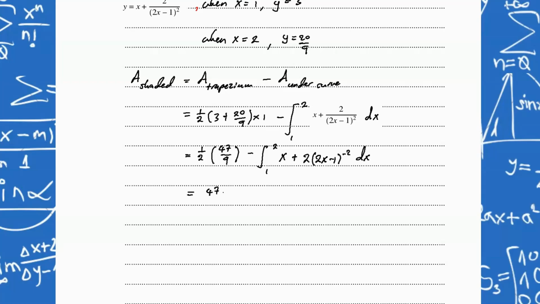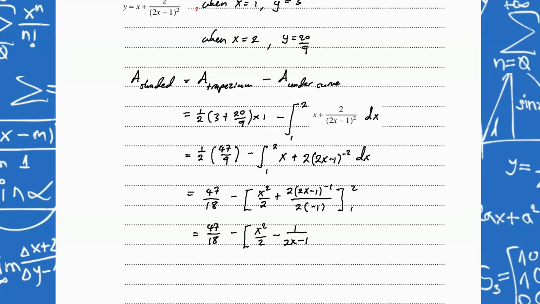So here we have 47 over 18 minus, and we're now integrating x, we get x squared over 2, and integrating this other part, 2 times (2x minus 1) to the minus 2, we add 1 to the power to get minus 1, over 2 times minus 1. And the limits are 1 to 2. So we have 47 over 18 minus, and this here is x squared over 2, and this becomes minus 1 over (2x minus 1) when simplified, from 1 up to 2.